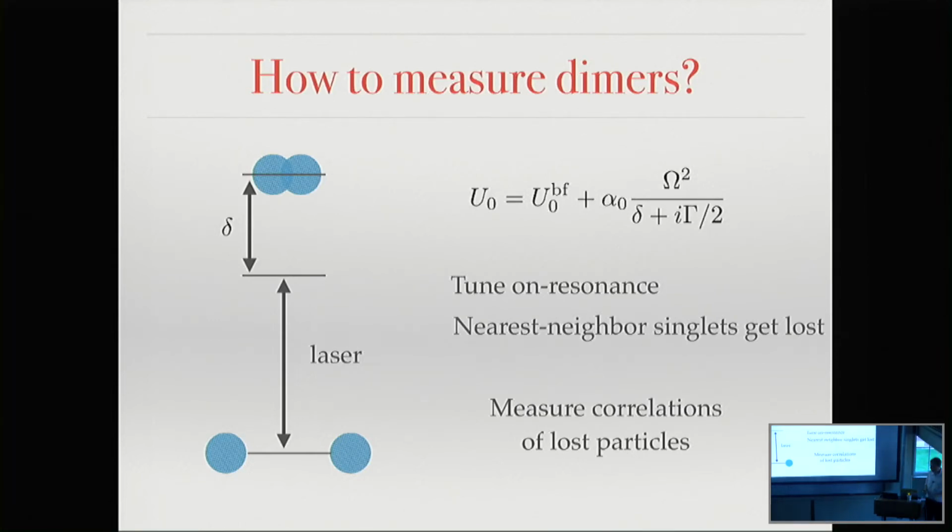And so what you would do is set up your state, flash this on for a short time, take a picture, look at where atoms are missing, and bin that. Then you start over, flash on your resonant photoassociation, take a picture, bin that. And the histogram of where pairs of atoms are missing is exactly the picture I was drawing on the last page. That's exactly what it gives.